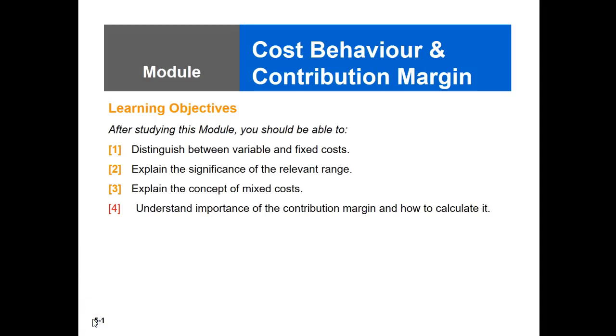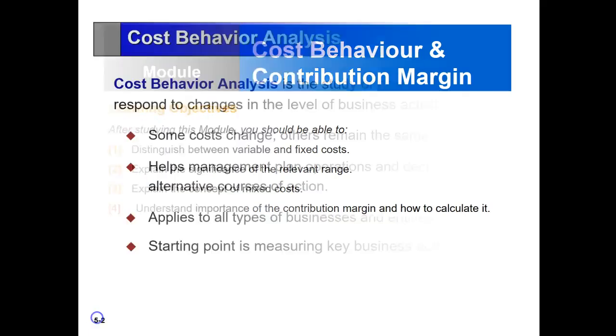In this module, we are going to look at cost behavior. It's very important for managers to understand the costs that they are managing. Some costs will change as activity changes, some costs will not. Once we understand cost behavior, we're going to introduce a most powerful management accounting technique, and that is the contribution margin. The contribution margin assists managers in planning and making decisions. But to begin with, we must distinguish between what variable and fixed costs are.